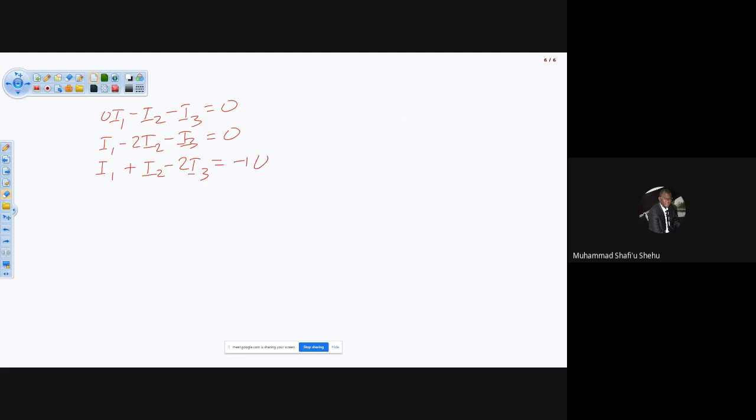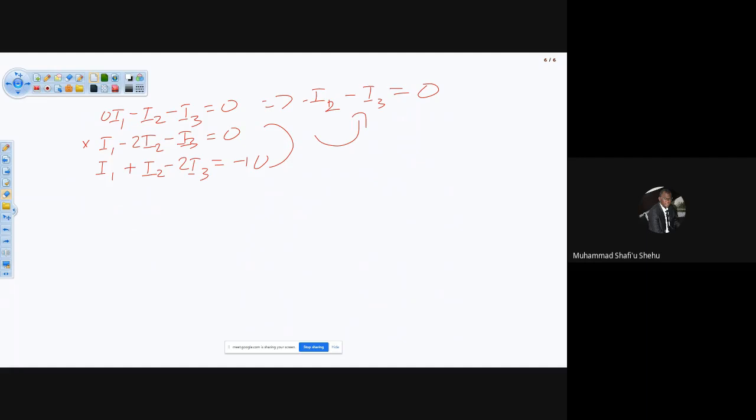So now, if you look at the equations, it's only equation 1 that has just I2 and I3. The remaining two equations have all three of those variables. So we can make these two equations look just like this by eliminating I1 in them. So how do we do that? We eliminate I1.